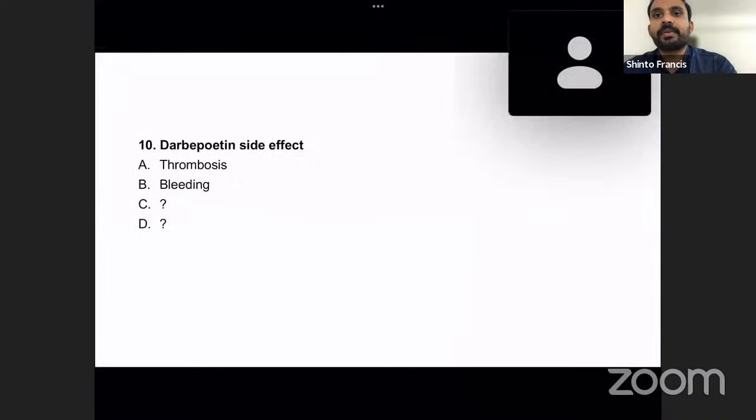Darbepoetin side effect. So we all know darbepoetin is a recombinant erythropoietin. Okay, it's longer acting. Okay, so among the options I could only get thrombosis versus bleeding. So here thrombosis is the answer.